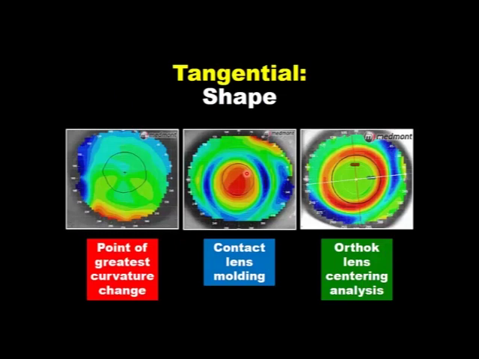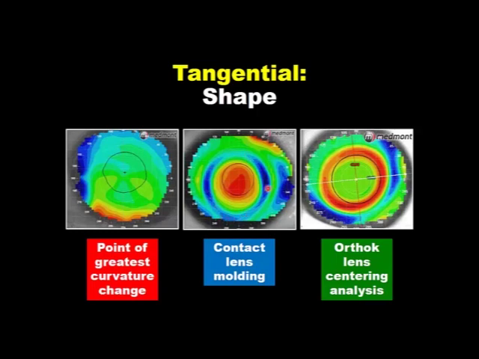So axial is for power, tangential is for shape. When you want to understand the point of greatest curvature change, where's the radical change in the shape of the eye, you'd use a tangential. In this case, it helps us to appreciate in this pellucid marginal degeneration, where does the cornea have the greatest shift in shape. We can understand contact lens molding. Are our lenses changing the shape of the eye? And you see the point of landing of our small, rigid contact lens that's fit on this keratoconic patient.